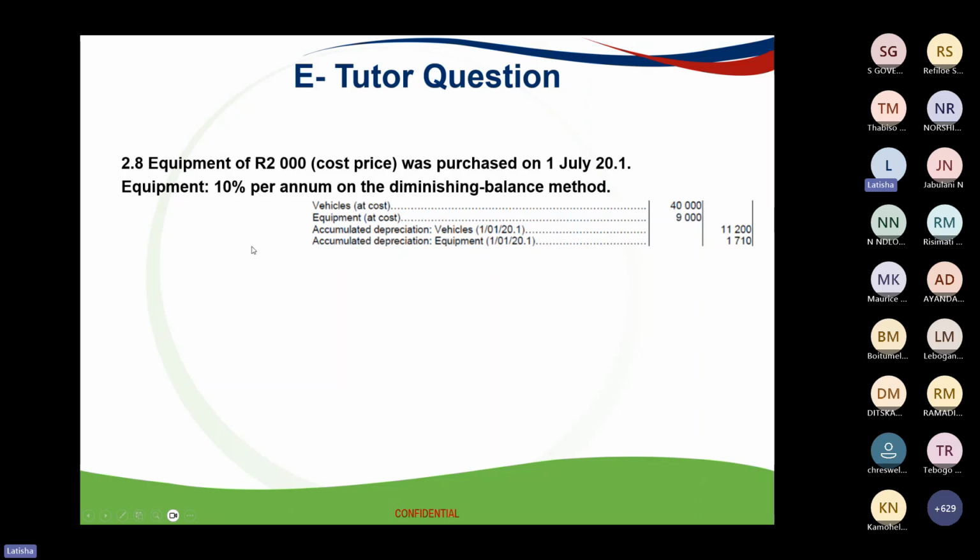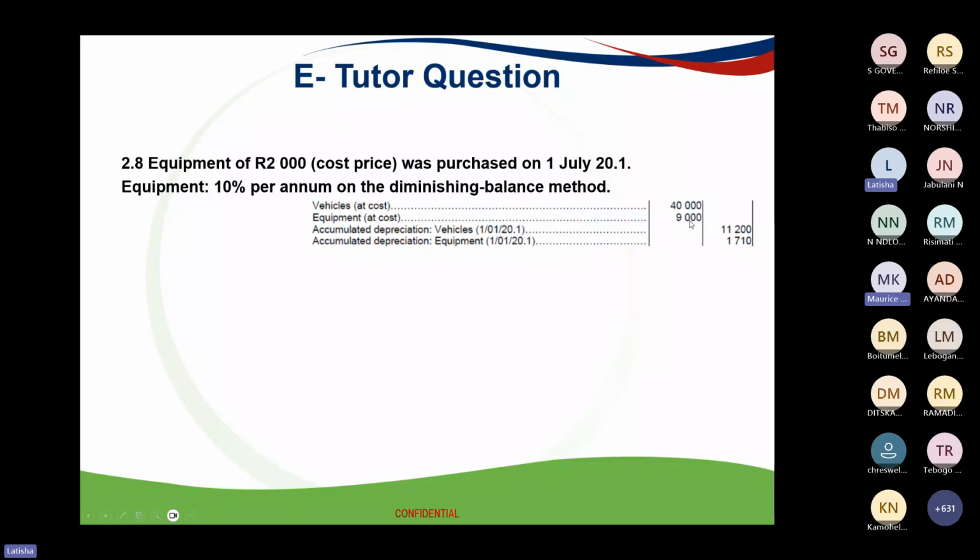So what I did here was I just put a snippet from the trial balance so we don't have to go back and forward. So this is what the pre-adjusting trial balance has. It has vehicles at 40,000, equipment of 9,000. So the first thing we need to see is they are telling us only about equipment of 2,000, but we see equipment of 9,000 here at a cost.